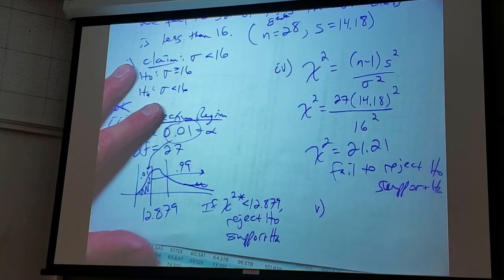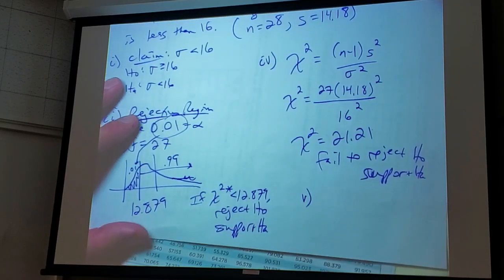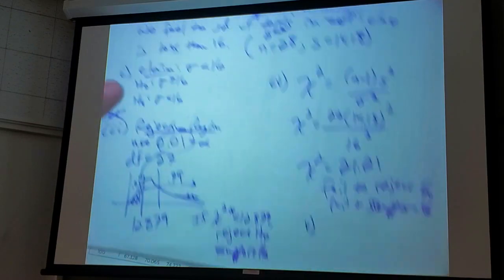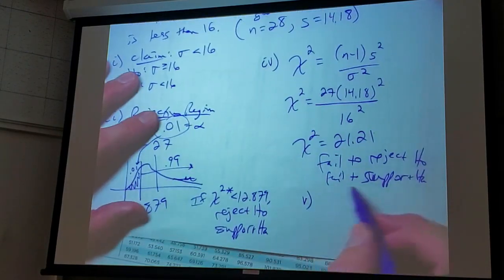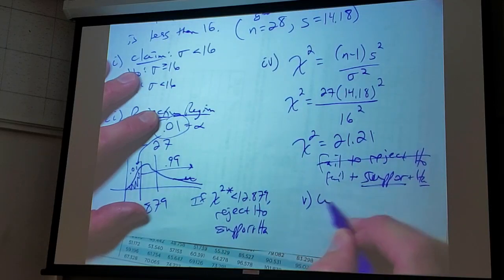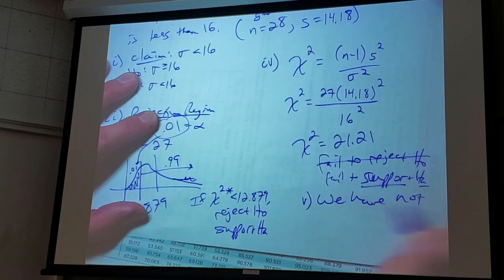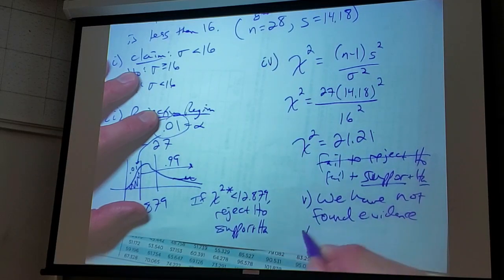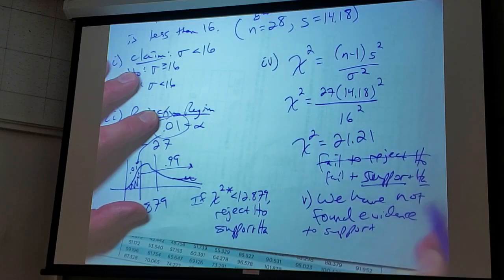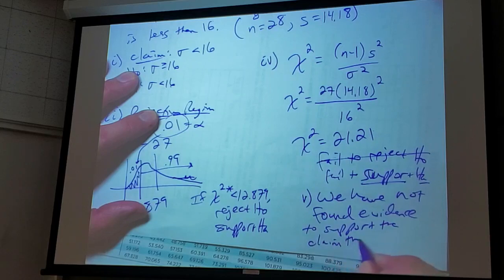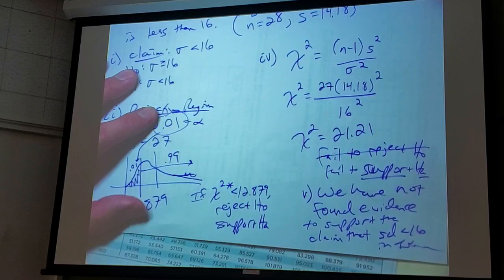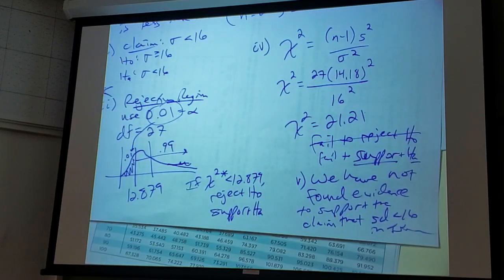So how do I write my conclusion? What was the claim? Which one was the claim? Yeah, the HA was the claim, so we have not found evidence to support the claim that the standard deviation is less than 16 in Jeff's classes. Okay. It says in Jeff's classes.